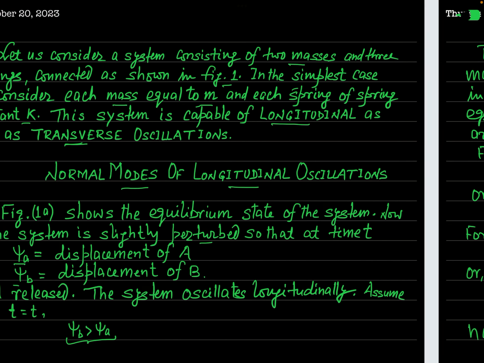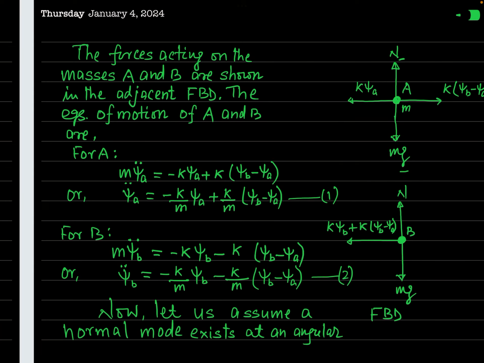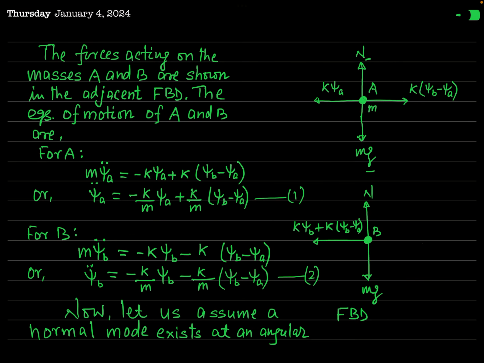Now, this spring 1 is elongated, so it will pull the mass A towards itself. As psi A is its elongation, k times psi A will be the spring force developed in the first spring, which acts on this block A in the leftward direction.